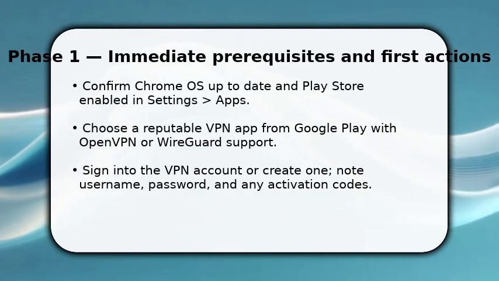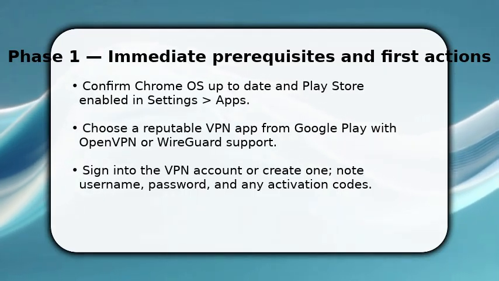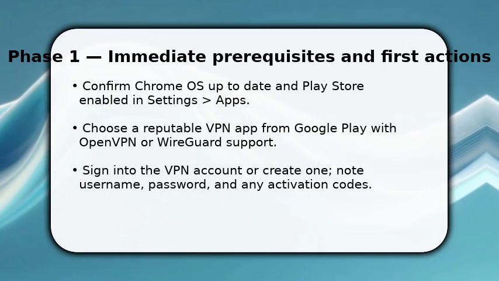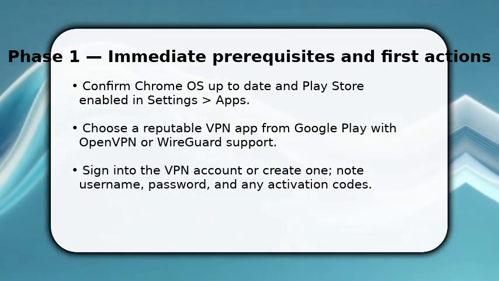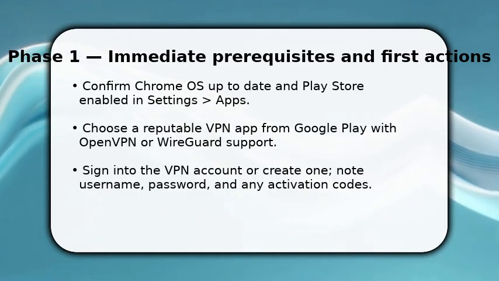You start by making sure your Chromebook is updated and the Play Store is enabled. This lets you install Android VPN apps. Once done, pick a reputable VPN that supports OpenVPN or WireGuard so you get stronger security and speed.